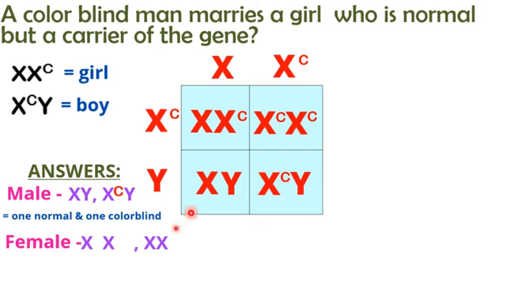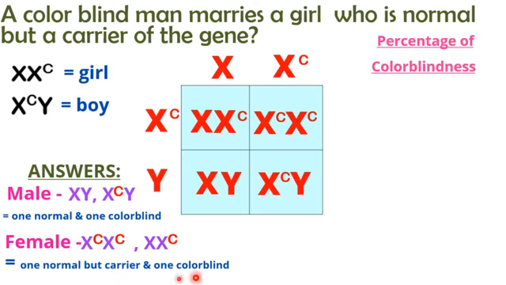For the female, we have XXC and XCXC. XCXC is a colorblind female while XXC is a normal but carrier. And for that, we can have the percentage of the colorblind offspring. First, we have son. The son is 50%.